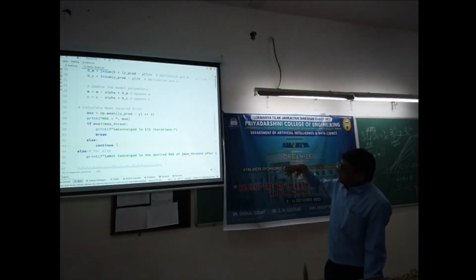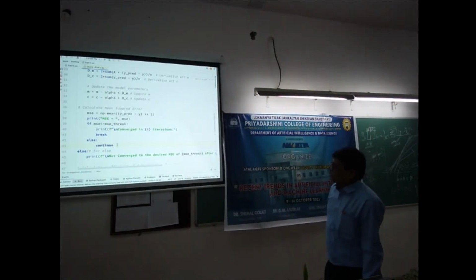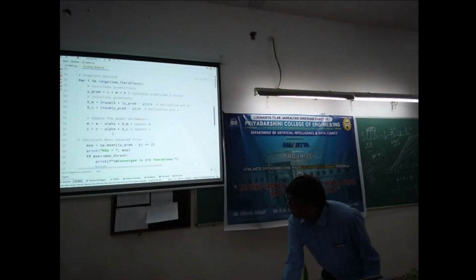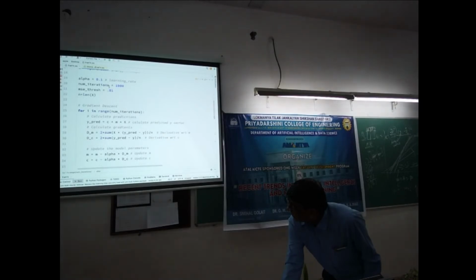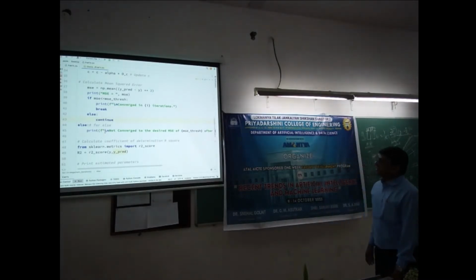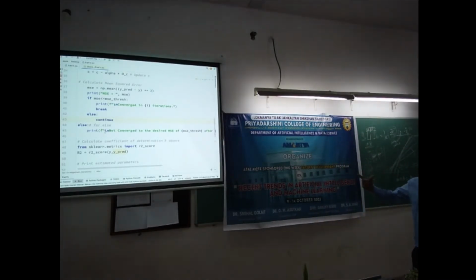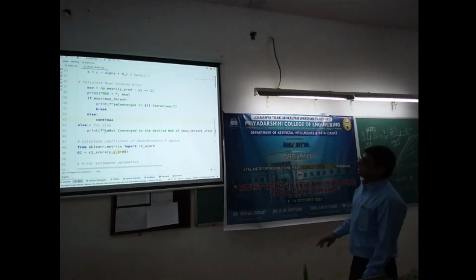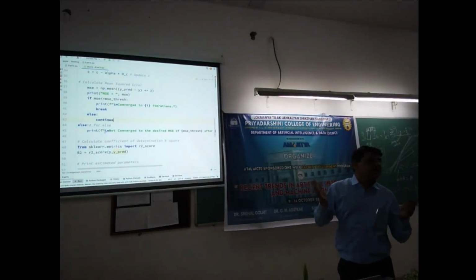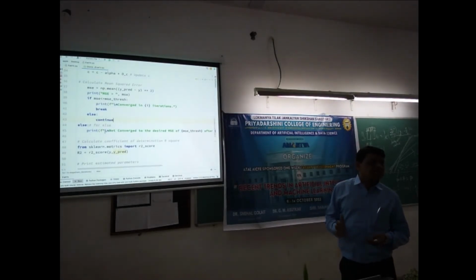Now you may cross the number of iterations, because you have defined the number of iterations as num iterations, which here I have taken as 1000. So when it crosses 1000, what do you have to do? Else print: not converged to the desired mean squared error after these many iterations. That means even after 1000 iterations the algorithm has not converged to the desired accuracy, the mean squared error. That is what we are printing.